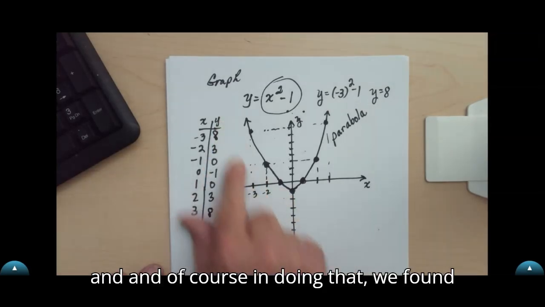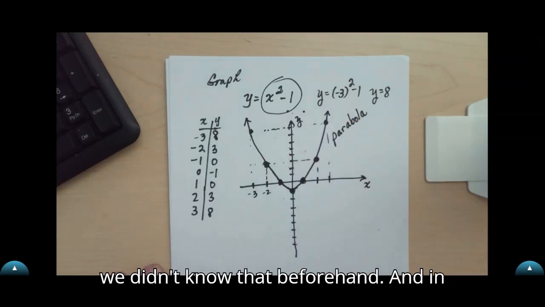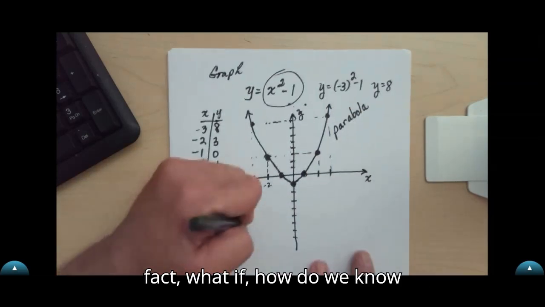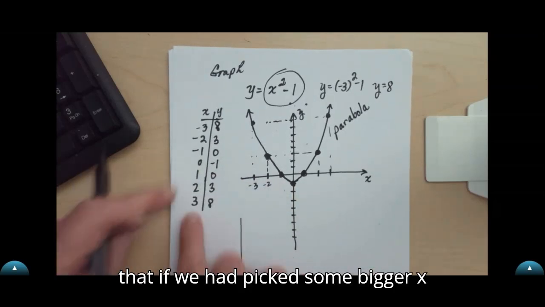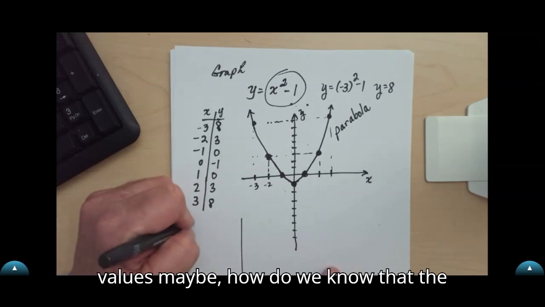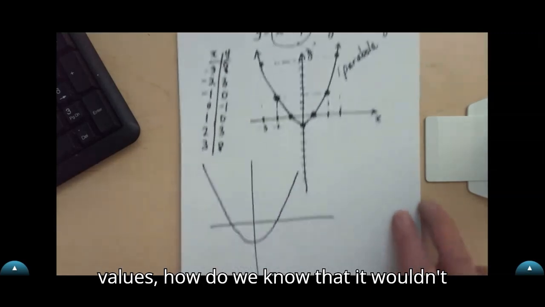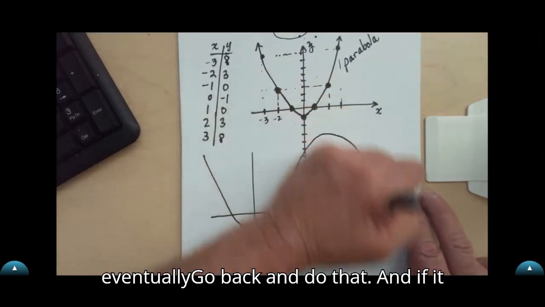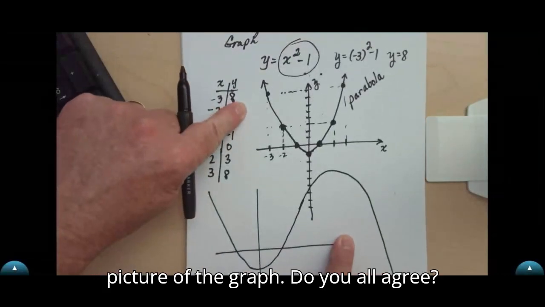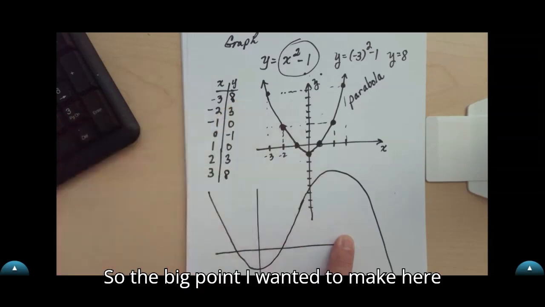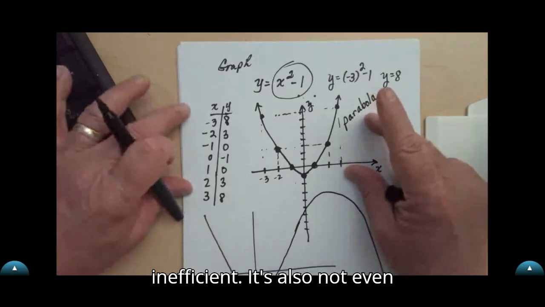And of course, in doing that, we found out that this graph is a parabola, but we didn't know that beforehand. In fact, how do we know that if we had picked some bigger X values, the graph wouldn't have done something like this? And if we had picked some bigger X values, how do we know that it wouldn't eventually go back and do that? And if it does, then this is a terrible picture of the graph. Do y'all agree? So the big point I wanted to make here is that what we're doing here is super inefficient.